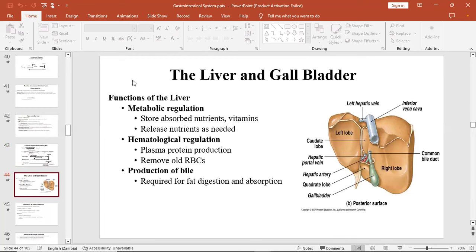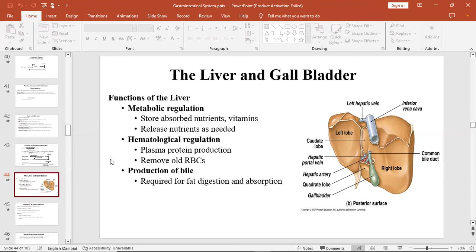So, function of the liver. Metabolic regulation, hematological regulation, and production of bile. When you look at this, there's a metabolic aspect, meaning the food that you eat is going to be transported to the liver via the hepatic portal vein, which is able to either catabolize or anabolize, meaning breaking down or building up. That's what it does. Okay.